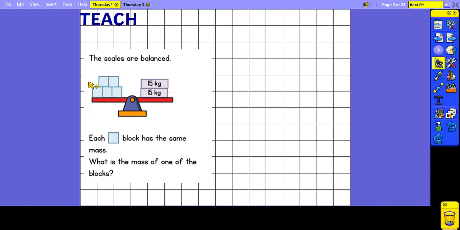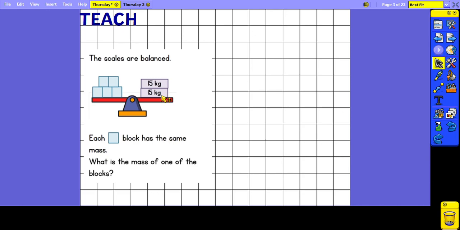So on this side of the scale, we've got 5 blue blocks. Each one weighs the same. We've got to try and find out how much one of them weighs. To do that, we need to look at the other side of the scales. And here we've got 2 purple blocks, and each one says 15 kg.